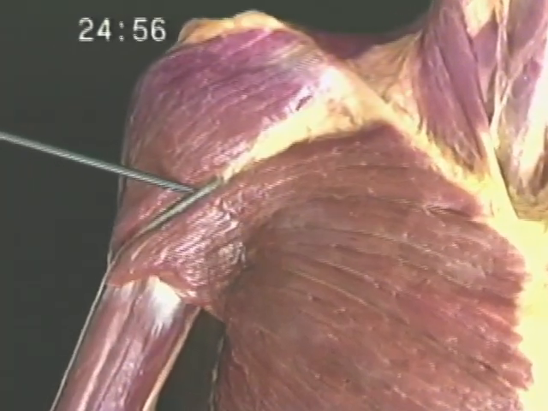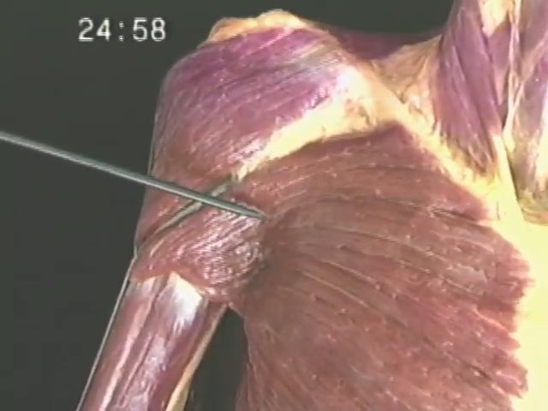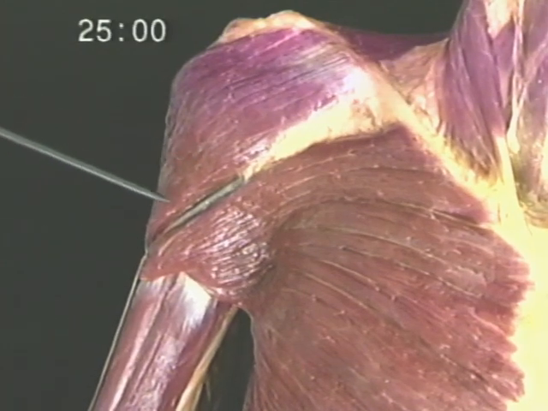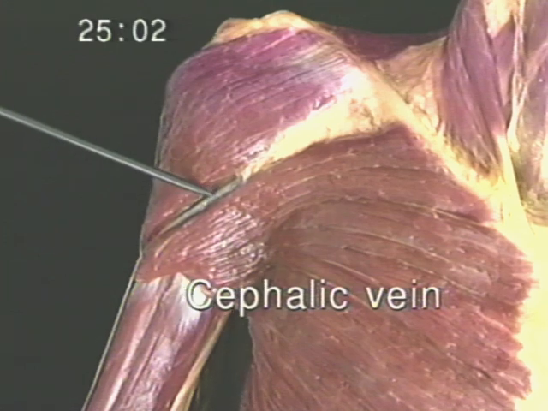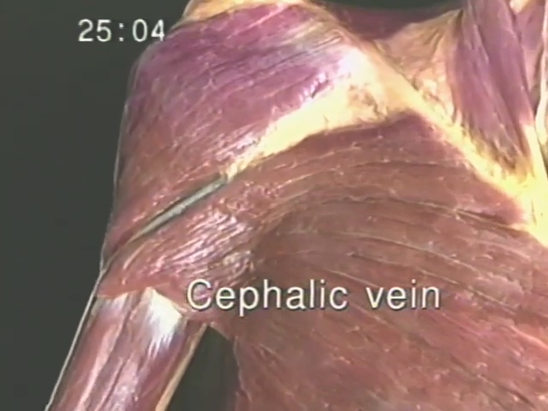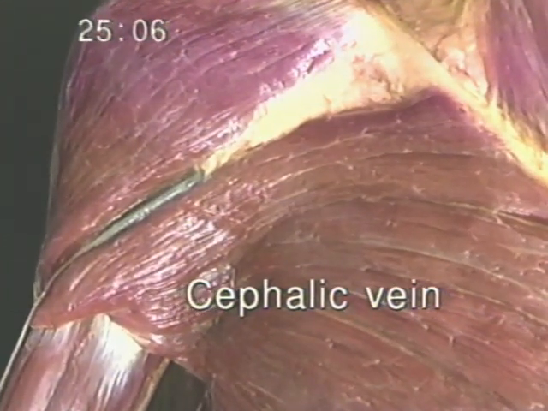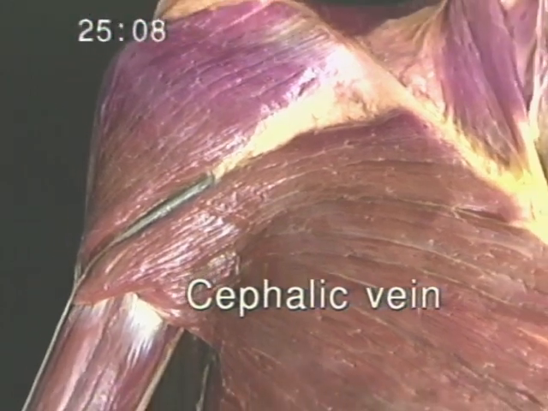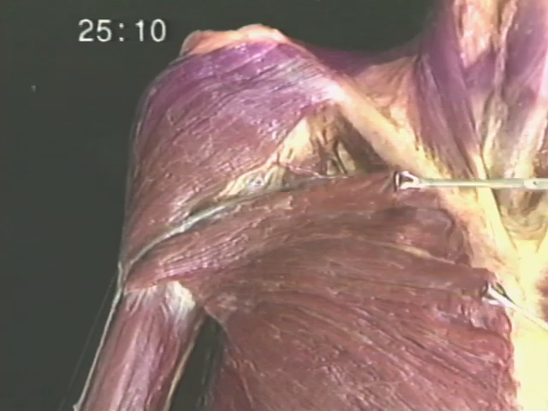Here, in the groove between pectoralis major and deltoid, is the cephalic vein coming up from the arm. It's a vein that doesn't have an accompanying artery. To see where it's going, we'll remove pectoralis major.